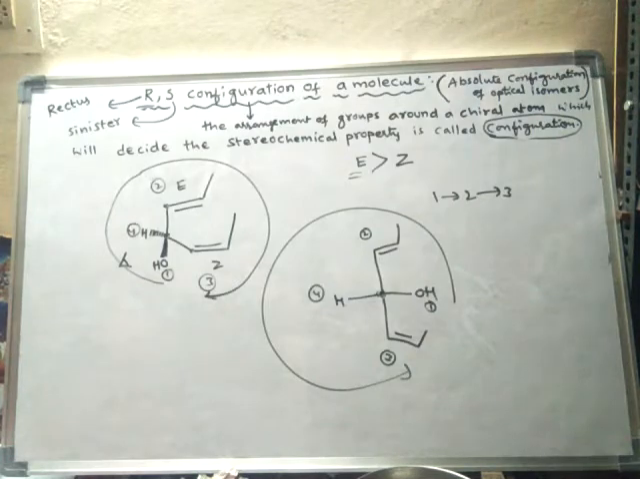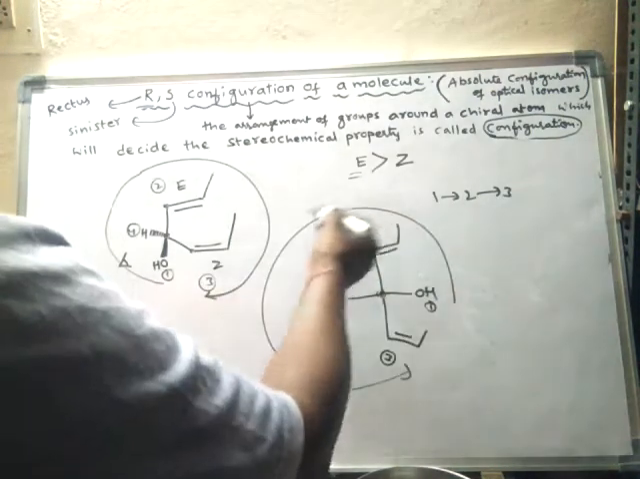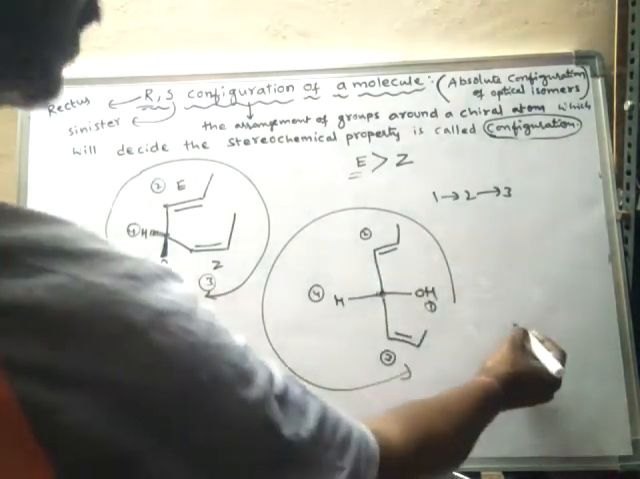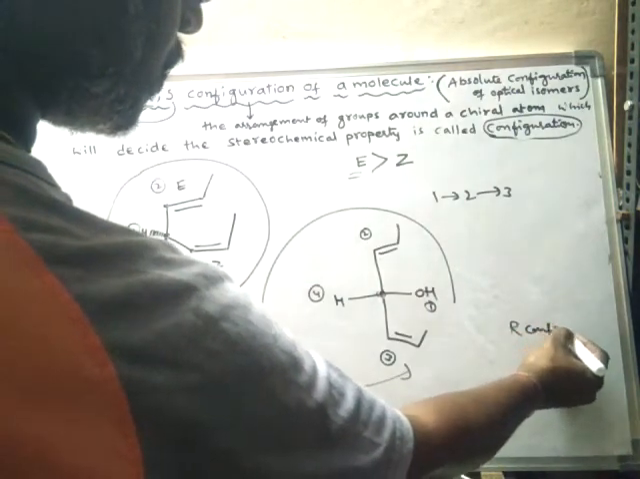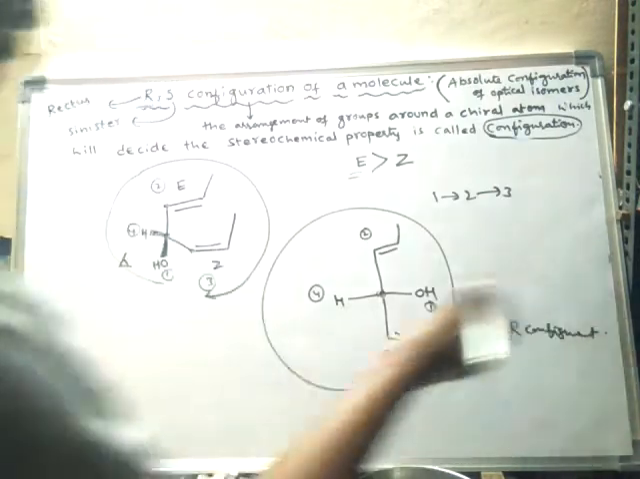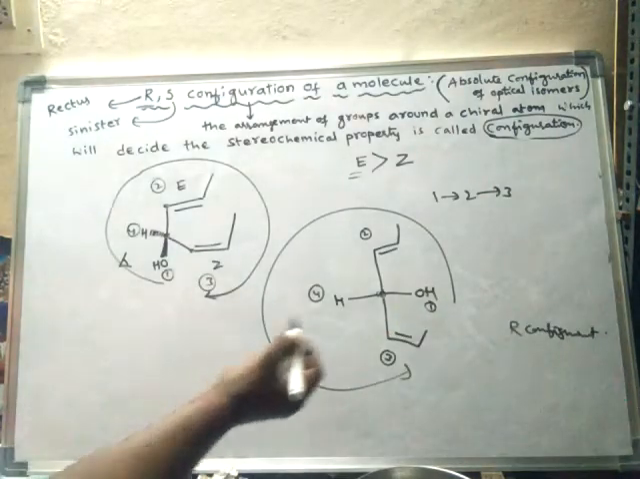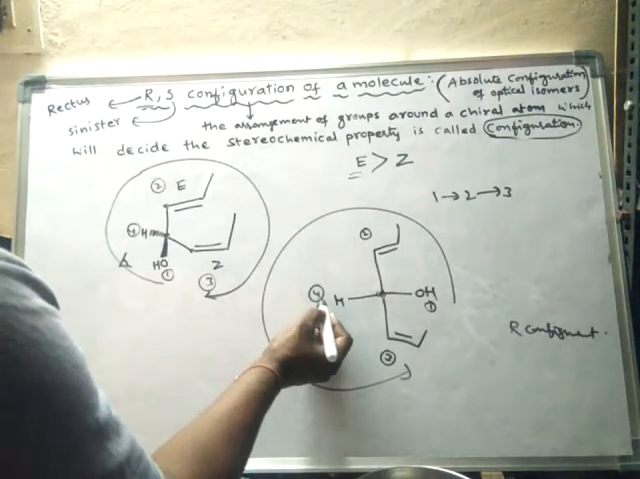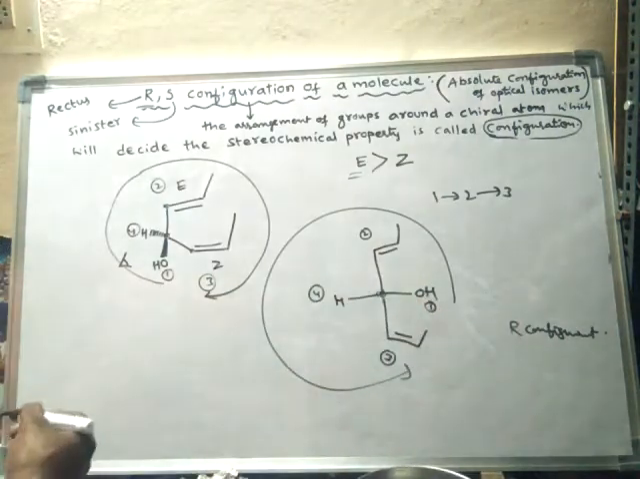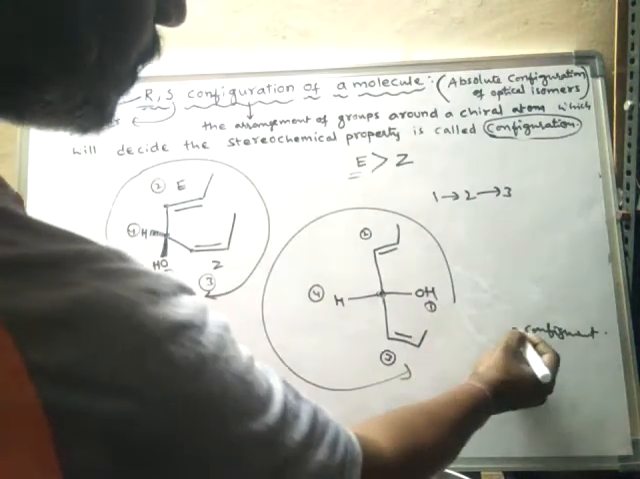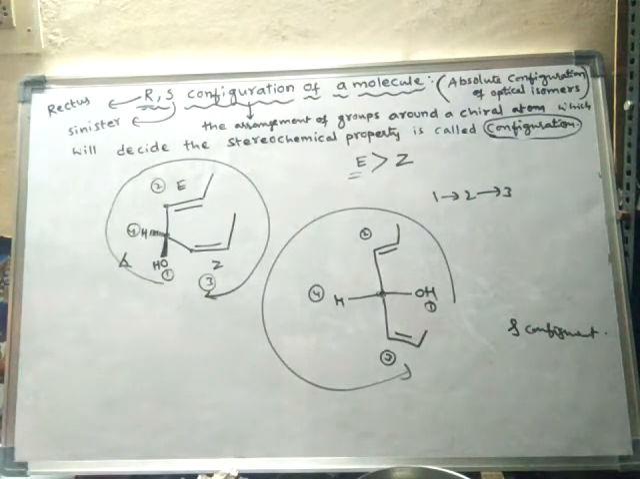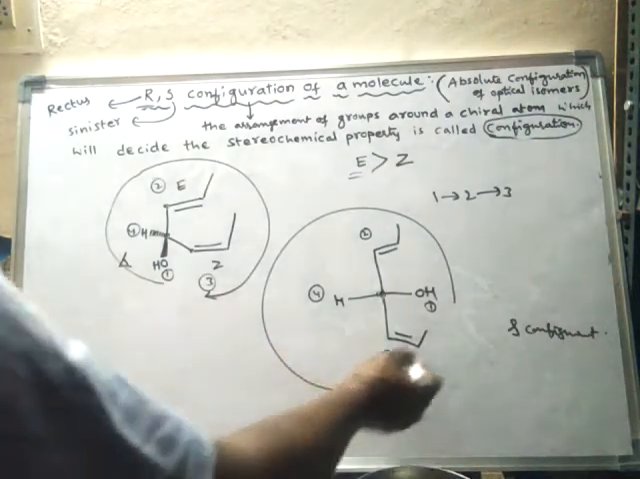So which configuration does it have? It is anti-clockwise. Anti-clockwise means it should have R configuration. But the lowest priority group is present on the horizontal line, hence we have to reverse the configuration. So the actual configuration will become S configuration. Okay. Then how do we write the name of this compound?